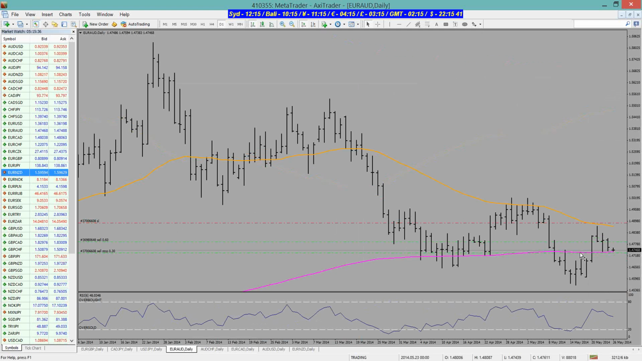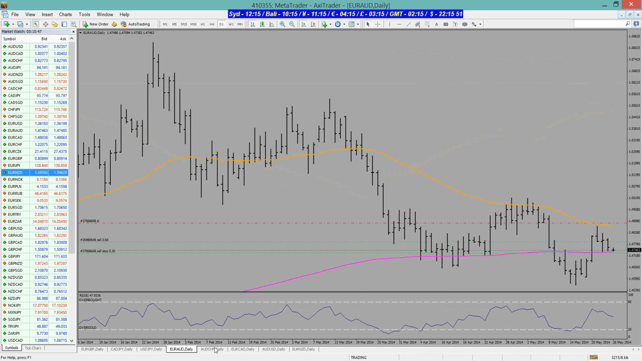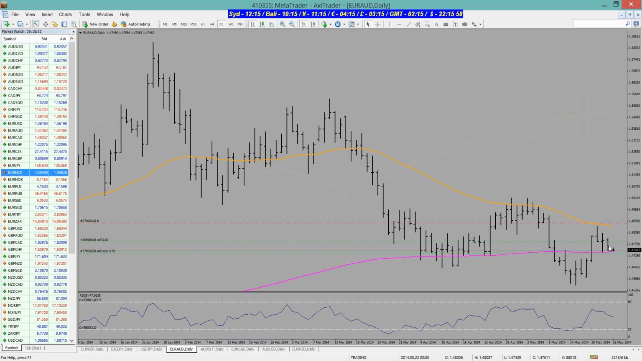Had this been a buyer bar, then I might have thought about taking that trade. But here I've got two highly correlated trades. They look very similar, except for the Aussie Swiss we're looking for buyers and we got sellers. Euro Aussie, we're looking for sellers and we got them.